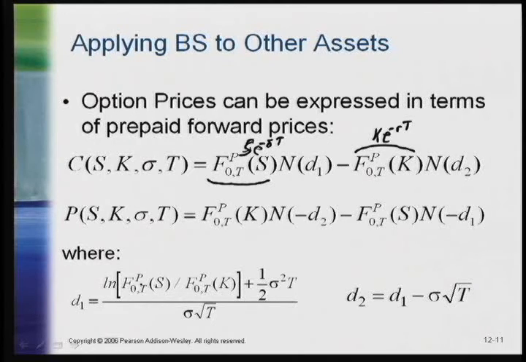So there is a bit going on here besides this notational switch, but it turns out that it is true that we can interpret the coefficients in the Black-Scholes formula as prepaid forward prices, and that we can then apply these formulas in the context of prepaid forward prices in many other situations.